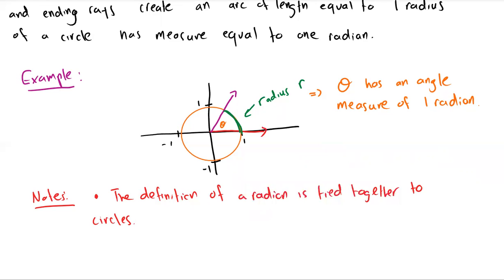Now, notice that anytime we're defining an angle in terms of radians, it is intimately tied to circles. We cannot think of radians without thinking about circles. For degrees, it wasn't that tight of a relationship. Here it is because we're interested in the length of an arc created by an angle, by its initial and ending rays. You want to know the length of that arc. So it's intimately related to circles.